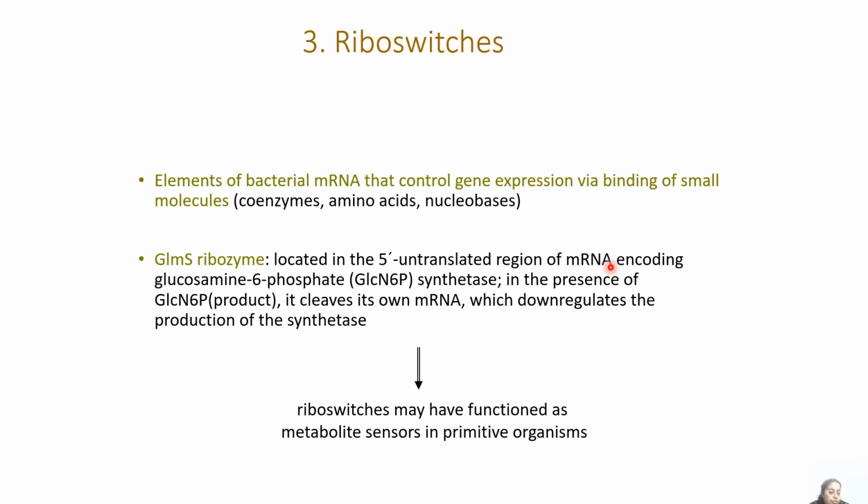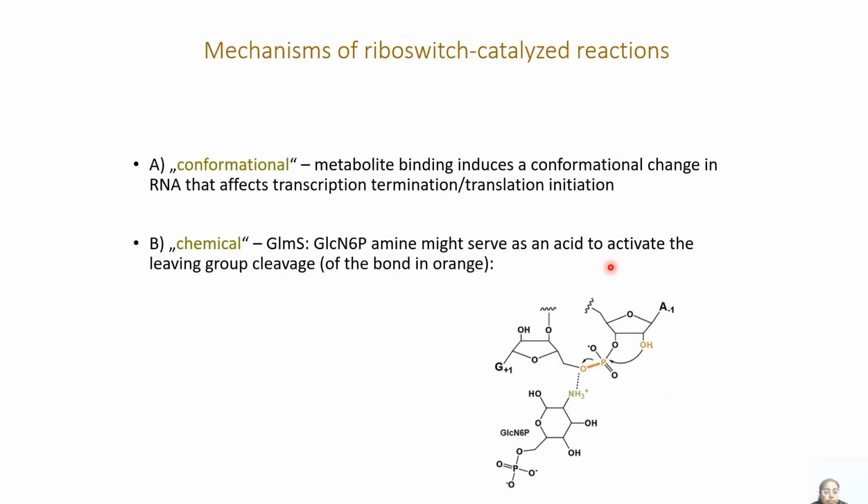Now, what are riboswitches? They are elements of bacterial mRNA that control gene expression by binding of small molecules like coenzymes, amino acids, nucleobases. So, riboswitches may have functioned as metabolite sensors in primitive organisms. So, what are the mechanisms of riboswitch catalyzed reactions? Conformational: metabolite binding induces a conformational change in RNA that affects transcription, termination, translation, initiation.